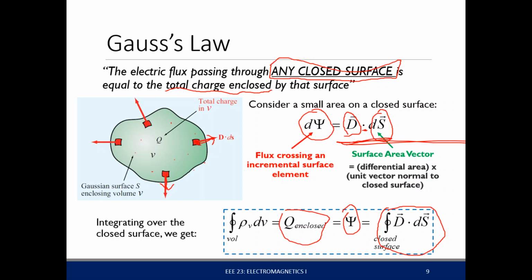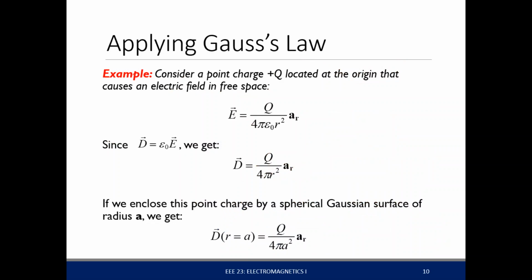So now let's try to apply Gauss's law. Consider then a point charge positive q located at the origin, causing an electric field in free space. So you already know that. Now we have your electric flux density, which is this.